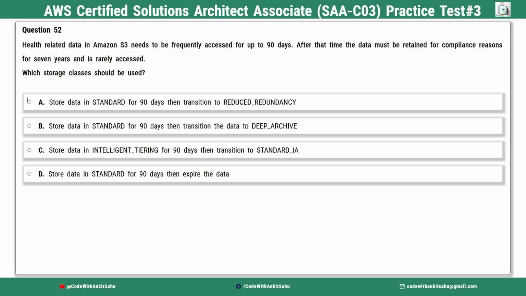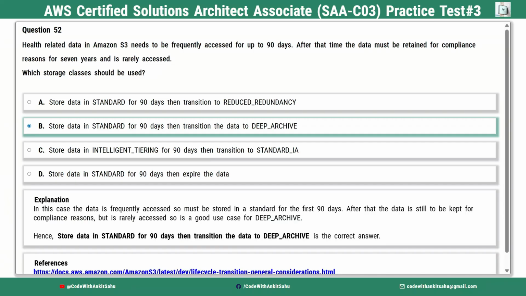Question 52. Health-related data in Amazon S3 needs to be frequently accessed for up to 90 days. After that time, the data must be retained for compliance reasons for 7 years and is rarely accessed. Which storage classes should be used? Option A. Store data in standard for 90 days, then transition to reduced redundancy. Option B. Store data in standard for 90 days, then transition the data to deep archive. Option C. Store data in intelligent tiering for 90 days, then transition to standard IA. Option D. Store data in standard for 90 days, then expire the data.